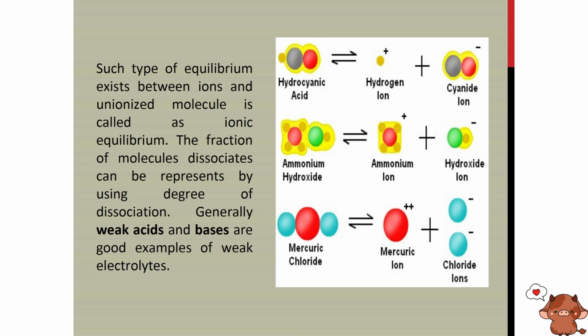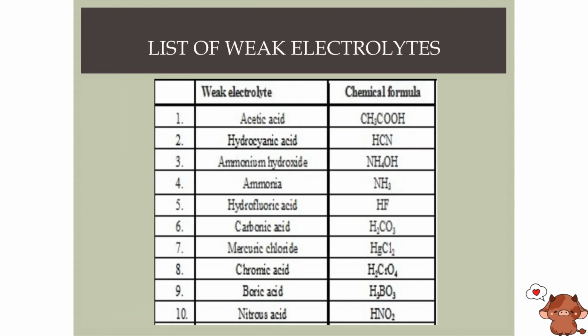Generally, weak acids and bases are good examples of weak electrolytes. Some common weak electrolytes include 1. Acetic acid, 2. Hydrocyanic acid, 3. Ammonium hydroxide, 4. Ammonia, 5. Hydrofluoric acid, 6. Carbonic acid, 7. Mercuric chloride, 8. Chromic acid, 9. Boric acid, 10. And nitrous acid. And there are others you can refer to in the table.